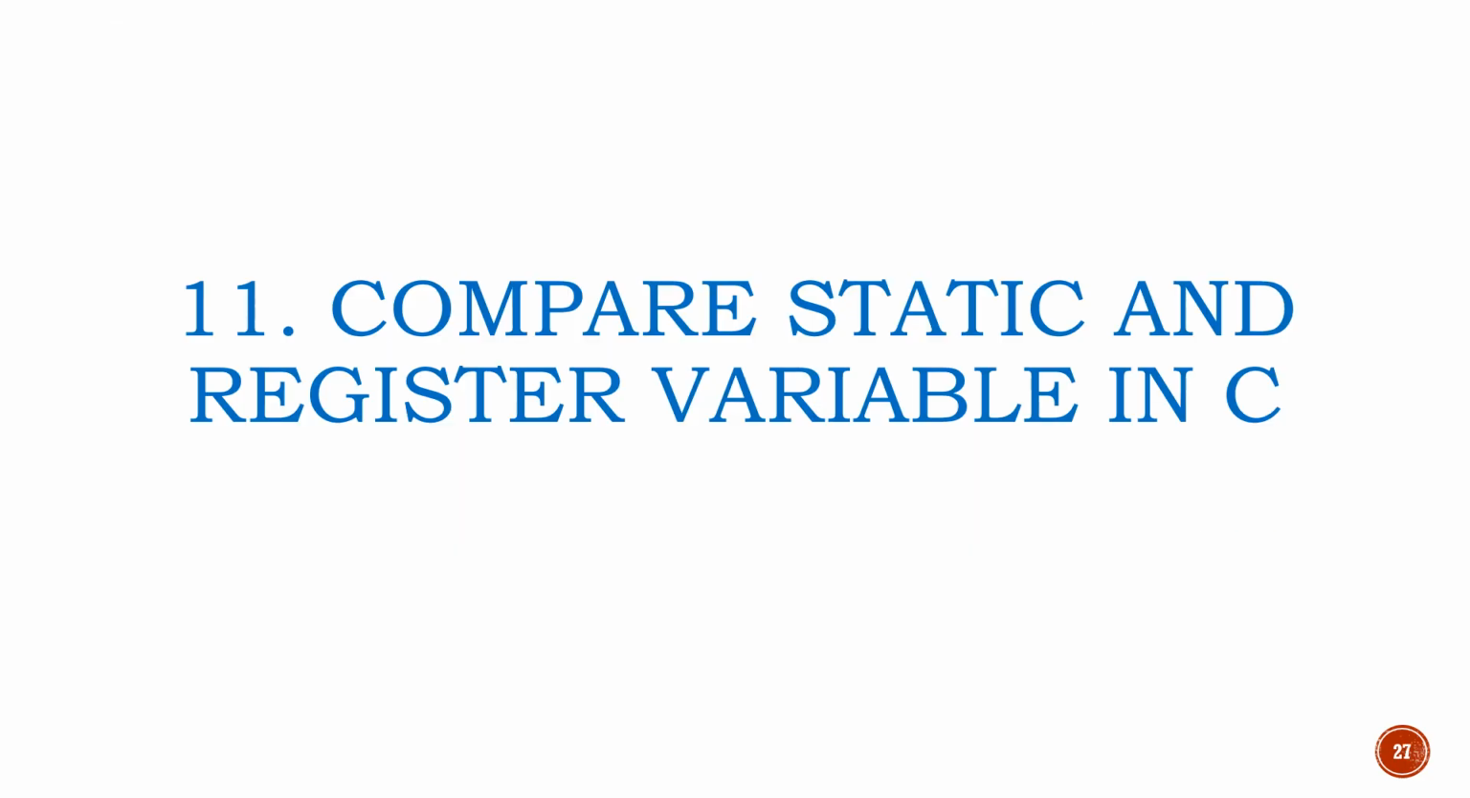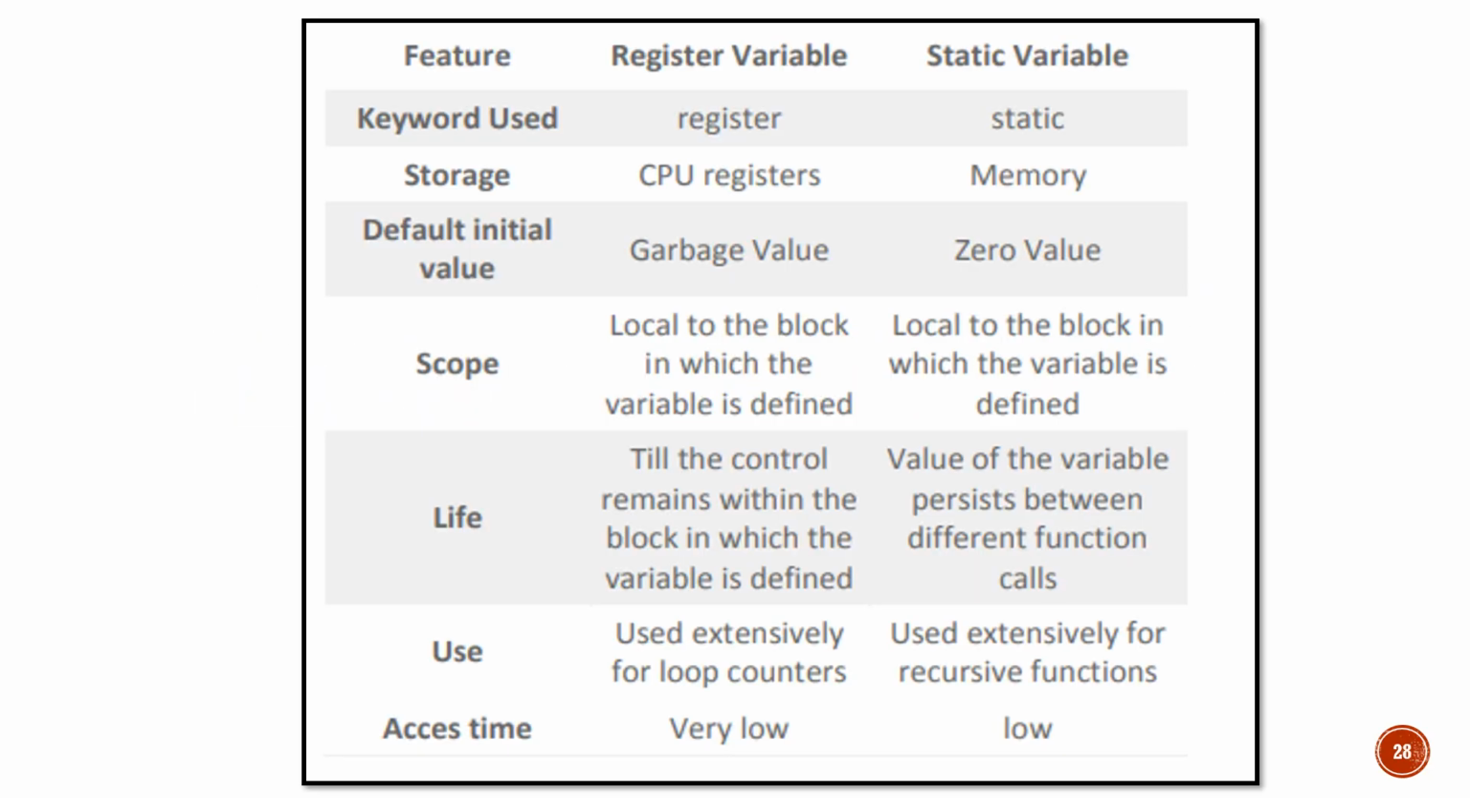Compare the static and register variable in C. So let us compare a static variable with a register variable. Now the three basic differences are like this. For a register variable, one of the registers will be the storage location, and for a static variable, memory will be the area used for storage. The life of the register variable lasts as long as the control remains within the block, whereas for a static variable, the life persists between different function calls.